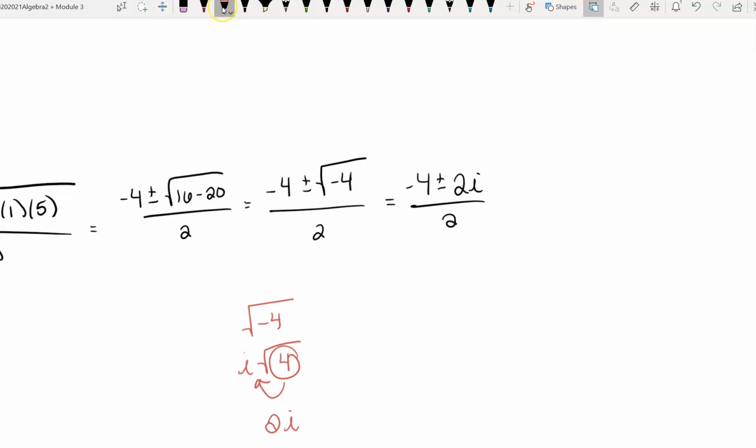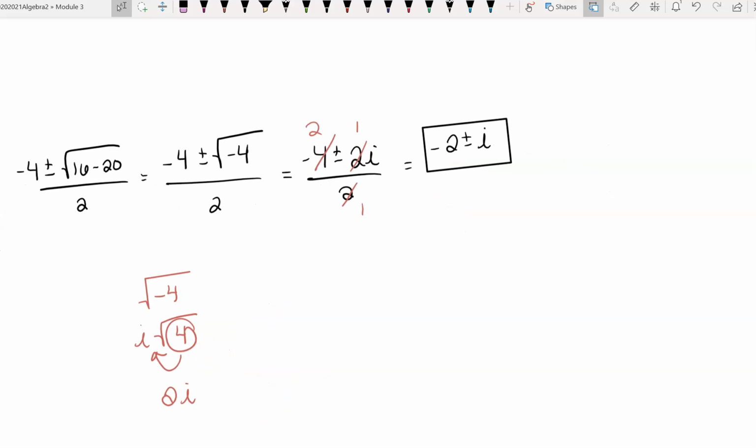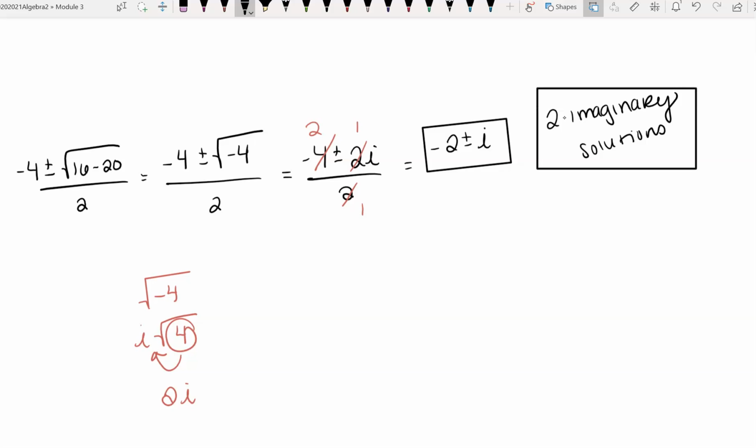Cool. Now wait, we can simplify that even more because this is divisible by 2, this is divisible by 2, and this is divisible by 2. So I get -2 plus or minus i over 1. So I could just leave it like this: -2 plus or minus i. Because I have plus or minus, I have two possible solutions, and they are imaginary because I have the i in there. Two imaginary solutions.